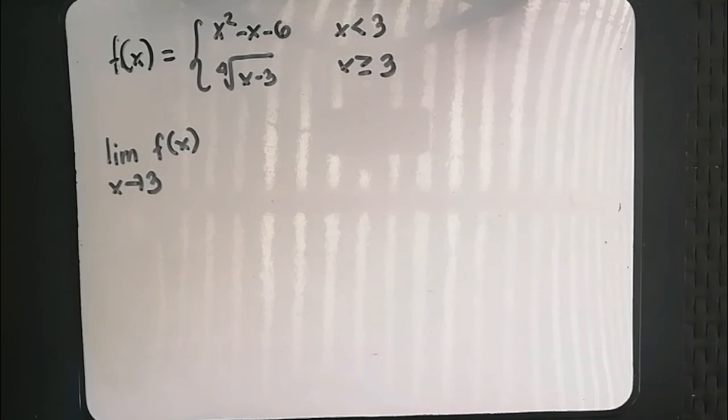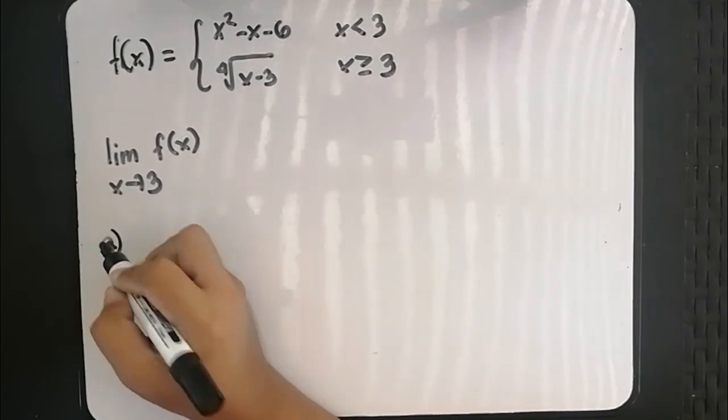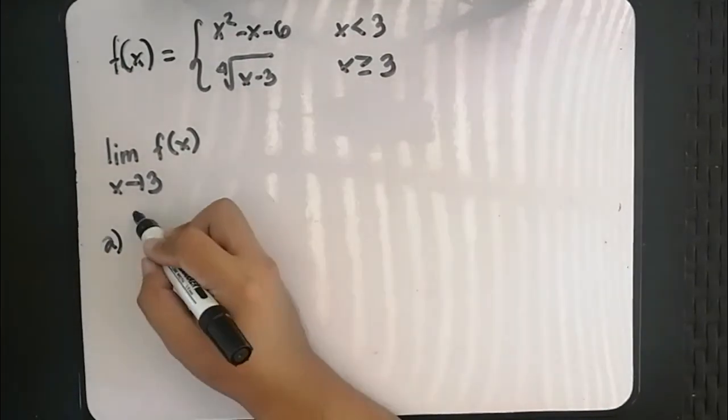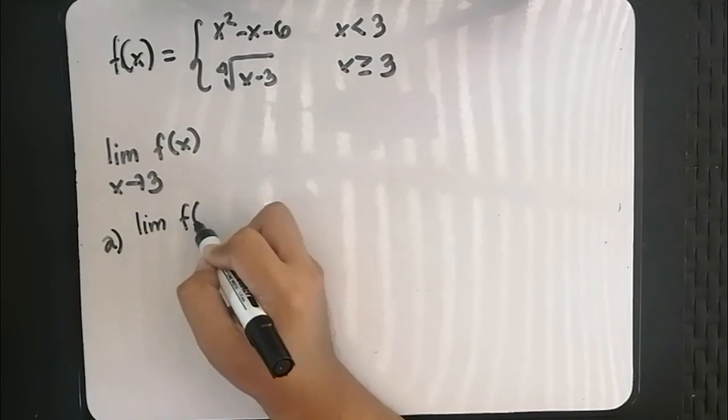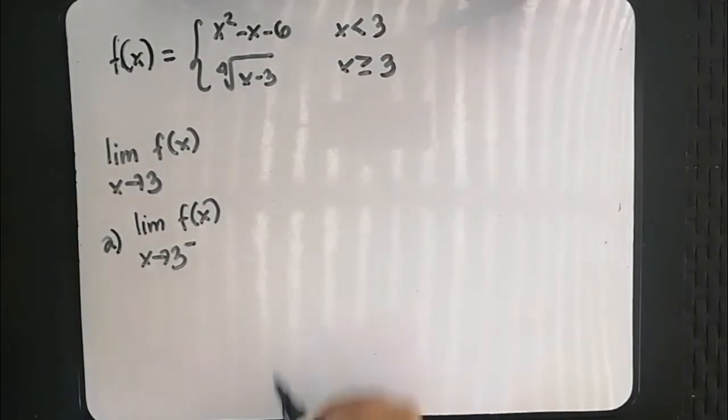So we consider this example, f of x is equal to x squared minus x minus 6 whenever x is less than 3, and the fourth root of x minus 3 whenever x is greater than or equal to 3. And we wish to find the limit of f of x as x approaches 3. So to find this, we have to evaluate the one-sided limits. So the limit of f of x as x approaches 3 from the left.